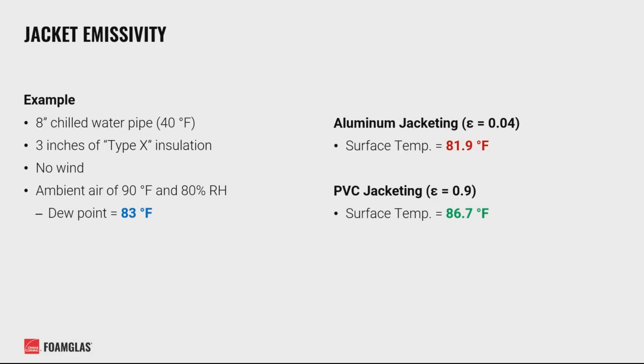When covering our insulation with brand new aluminum jacketing, the surface temperature we get is 81.9 degrees. This is less than the dew point of the surrounding air and becomes an immediate concern for surface condensation on the jacketing to take place. However, when we take the same system and cover it with PVC jacketing, more heat from the environment is allowed to transfer onto the jacketing surface, giving us a surface temperature of 86.7 degrees, safely above the dew point where surface condensation would become an issue.